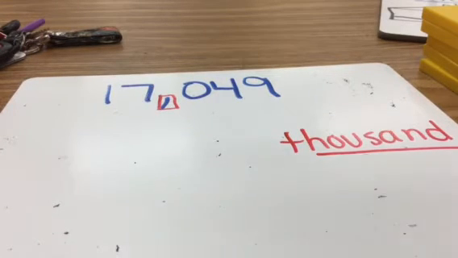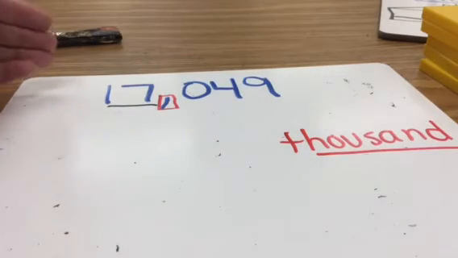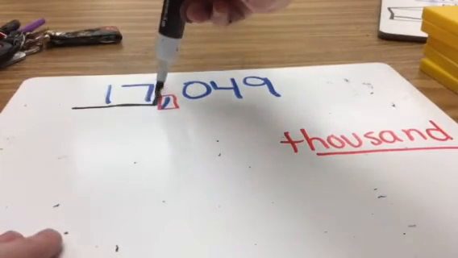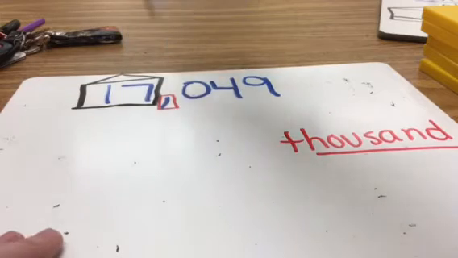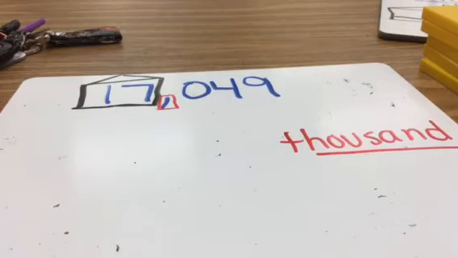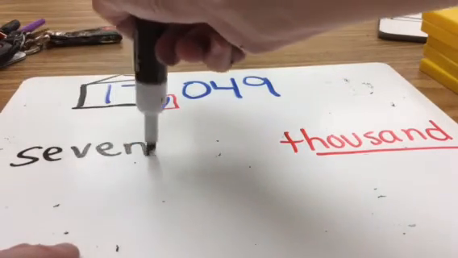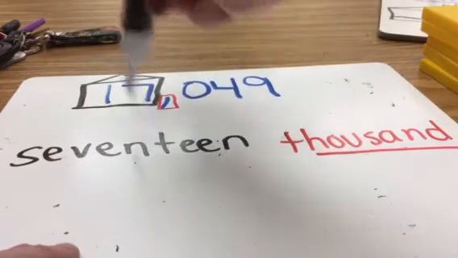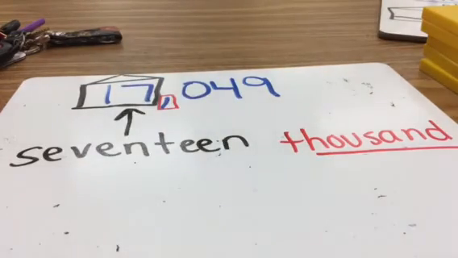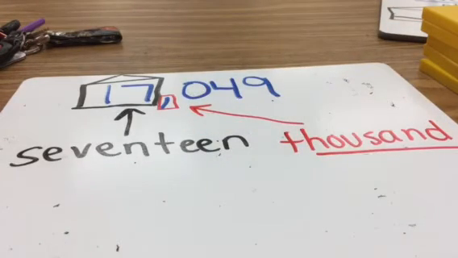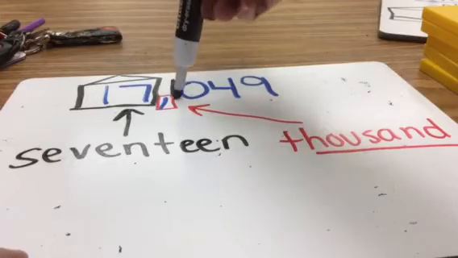Now, I'm going to look for everything before the comma first. So just like reading a book, we're going to start at the left and go to the right. And I'm going to read this whole number all together. So the whole thousands house. How do I read the number 17? I don't say one seven, right? I say 17. So far we have 17 thousand.